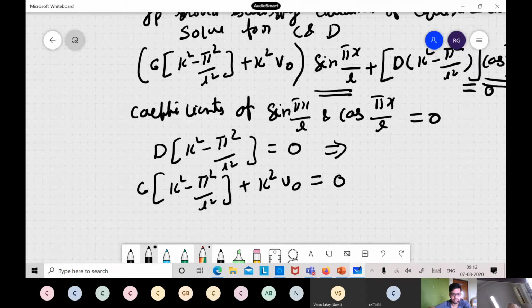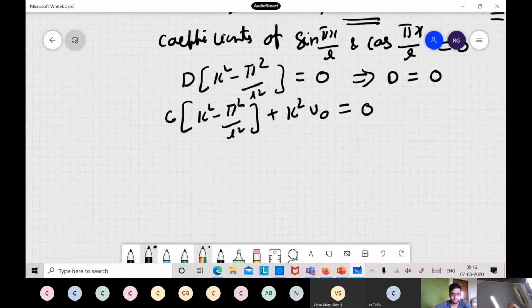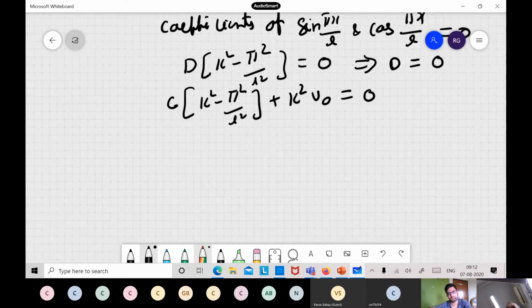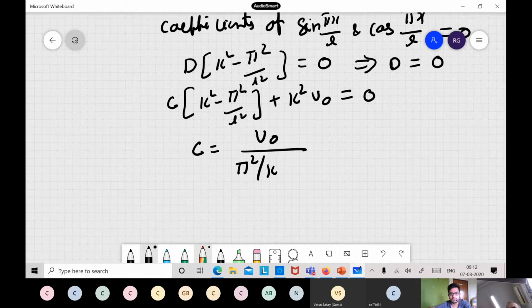Now the first one is straightforward. You can see k square cannot be equal to pi square by L square, which means d turns out to be 0. And in the second case, you can write this expression as c is equal to v naught by (pi square by k square L square minus 1). So this is your c term.